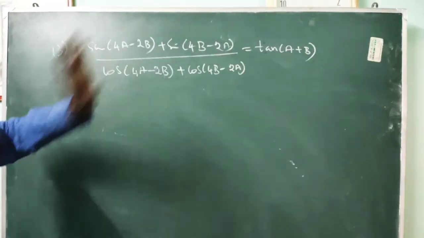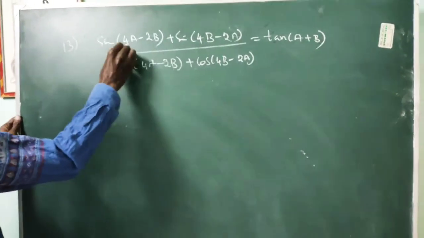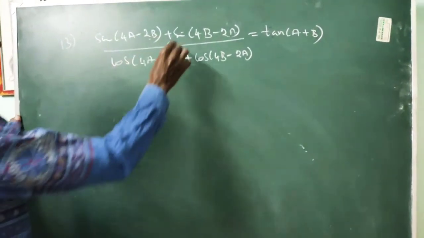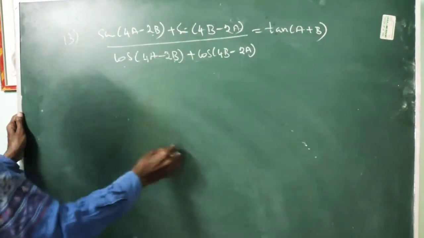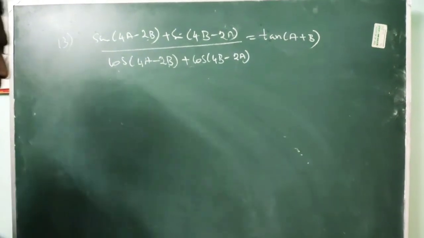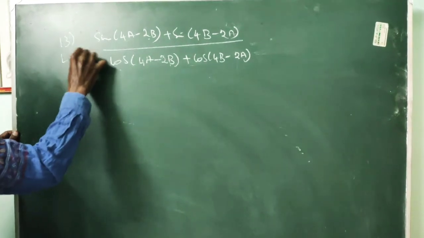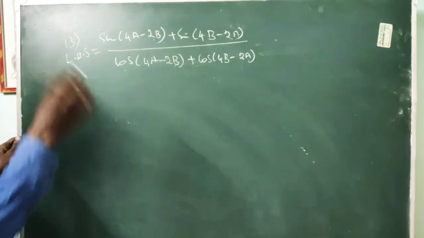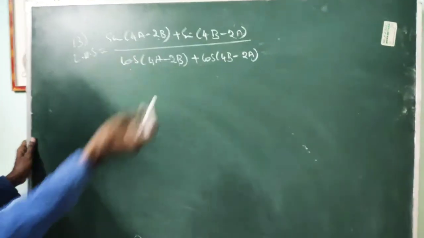Question number 13 in the exercise 3.6. The question is, prove that sin(4a minus 2b) plus sin(4b minus 2a) divided by cos(4a minus 2b) plus cos(4b minus 2a) equal to tan(a plus b). So obviously, as usual, take the LHS. Again, what we used for the previous question, the same formula, sum to product.